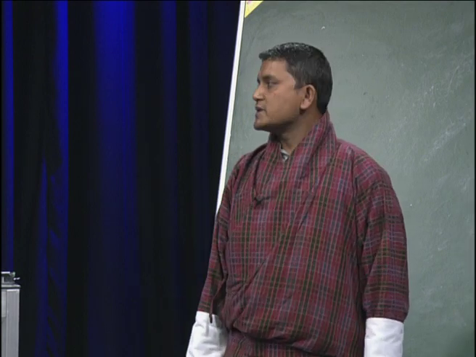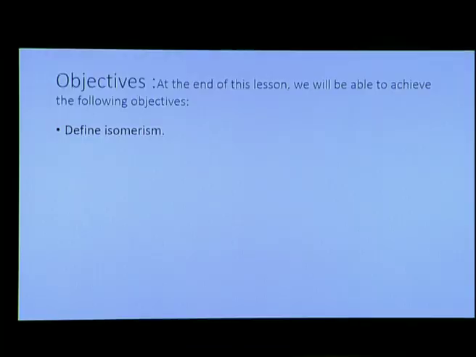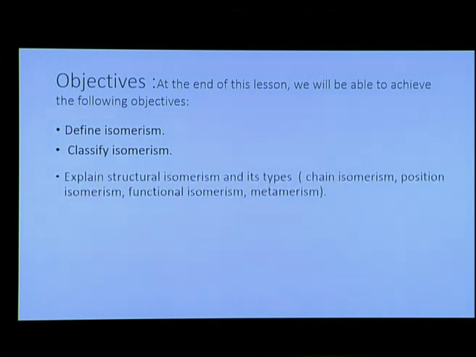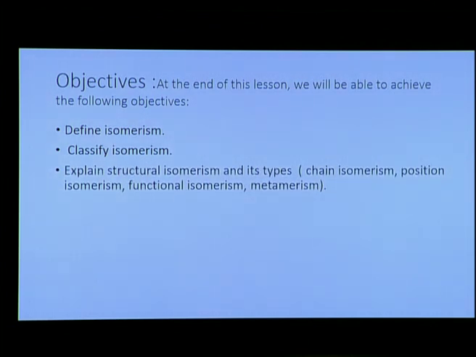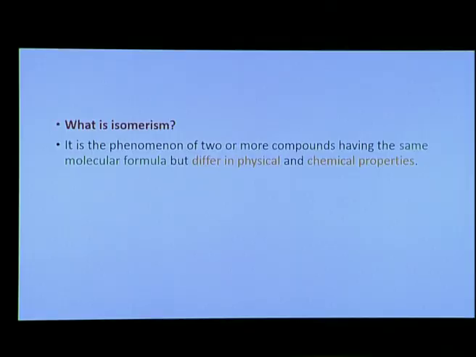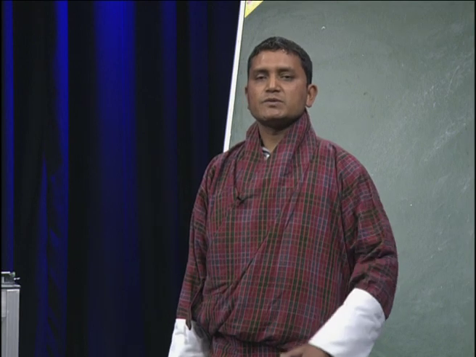Let's look at the objectives for today's lesson under isomerism. At the end of today's lesson, we will be defining what is isomerism. We'll be able to classify isomerism and also explain structural isomerism and its types. There are basically two types of isomerism, structural isomerism and stereoisomerism. Today we'll be only discussing structural isomerism. We'll also look at what is tautomerism, which is also under structural isomerism.